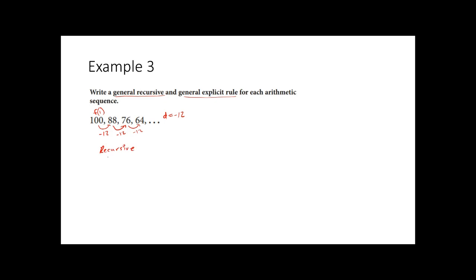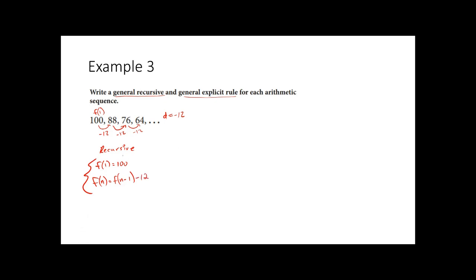So, recursive. Okay, so we have to do the bracket. Recursive is the one with the big bracket. We have to state what our first term is. That was 100. And now we have our setup. F of n should equal whatever our last term was, our previous term, which is represented by f of n minus 1, plus our difference, which is, well, negative 12. And, well, when you add a negative 12, really you're just subtracting. So instead of just saying plus negative 12, we can say minus 12.